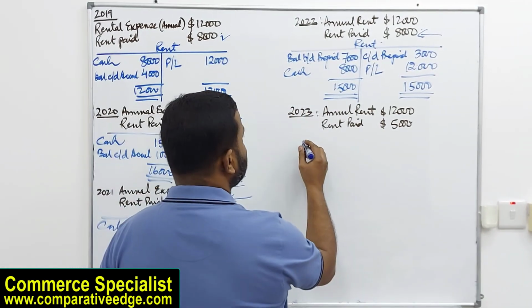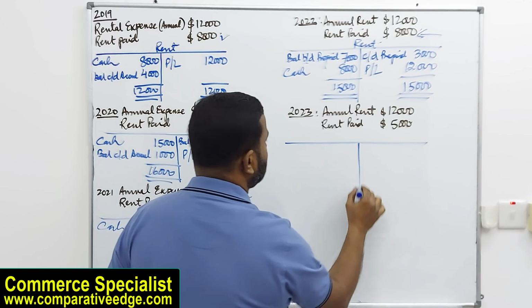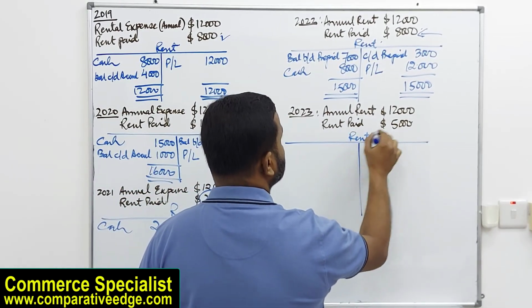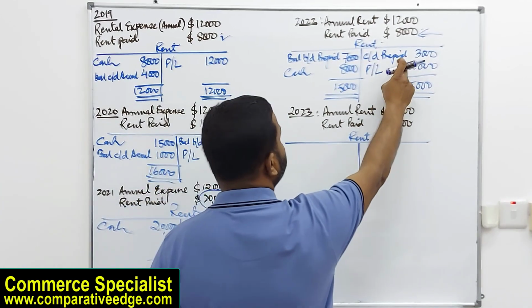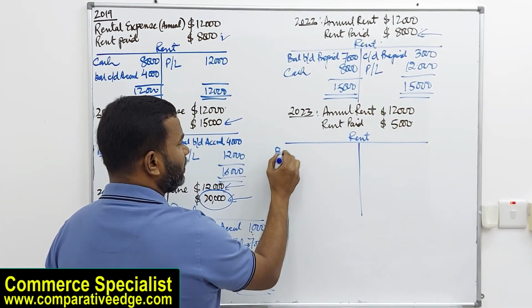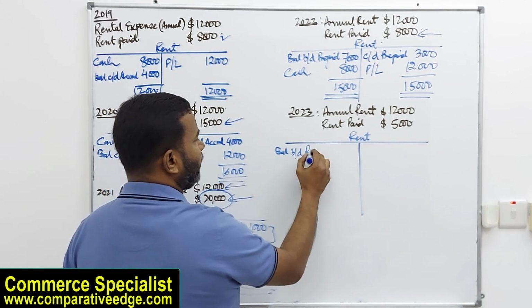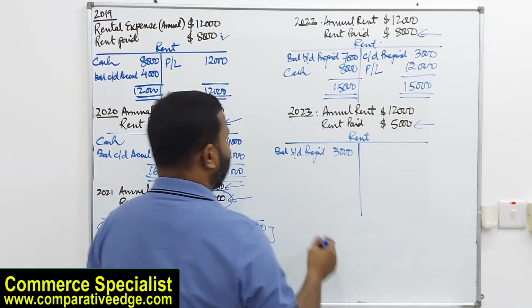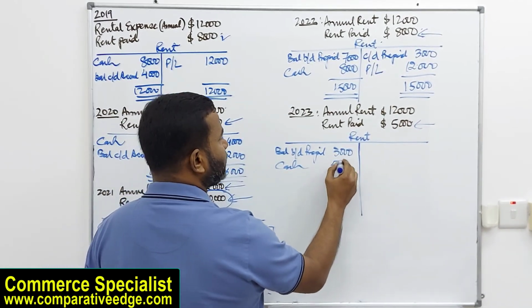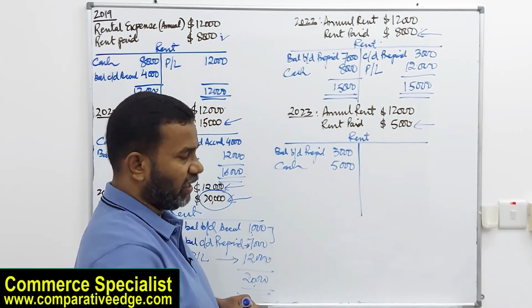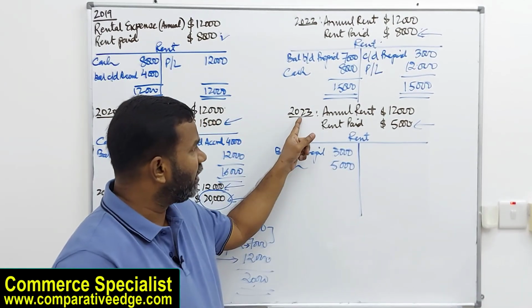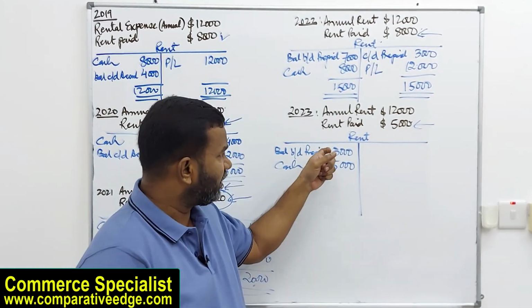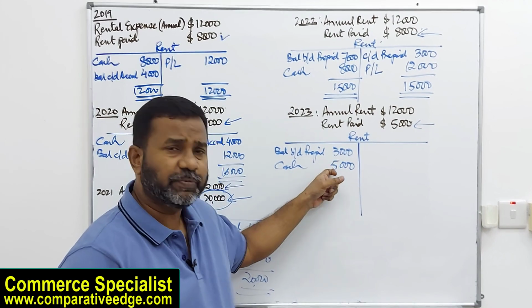Finally, in 2023, the account continues. We have a closing prepaid, so it will come on the debit side. Balance brought down, prepayment, 3,000. How much has been paid? 5,000. So all payments to be recorded on the debit side. Now, for 2023, 3,000 was already paid in the previous year, which is 2022. So 3,000 was already paid. 5,000 is paid this year.